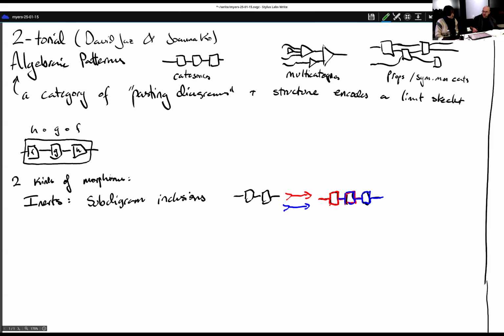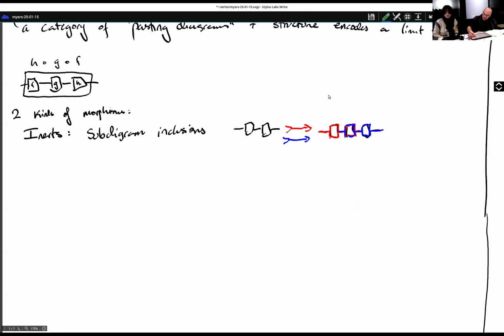There are no more subdiagrams. I can't stretch it, and I can't miss pieces in the middle. They have to be well-formed diagrams that are subdiagrams of other diagrams. So for categories, I will say these form a category. A category P is going to be my algebraic pattern for pasting diagrams, called P inert, and the objects are the diagrams and the morphisms are inerts.